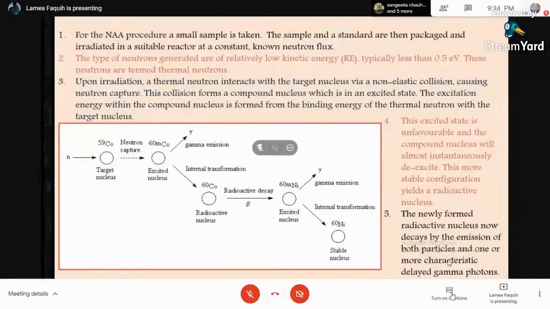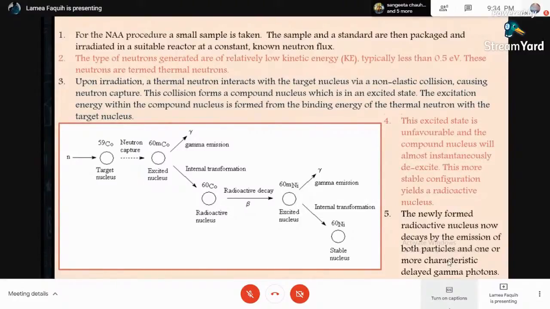Now the excited state is very temporary. They are just going to stay there for a very small amount of time, somewhere around 10 raised to the power minus 12 or minus 9 seconds only. And after that they will immediately start to de-excite. So here we obtain a radioactive nucleus, which is a more stable configuration. So now this is the basic idea for neutron activation analysis.